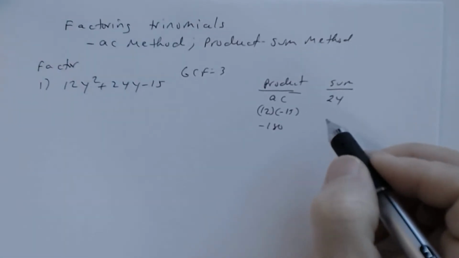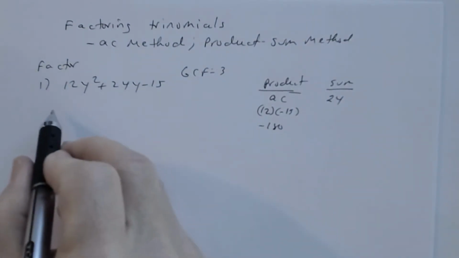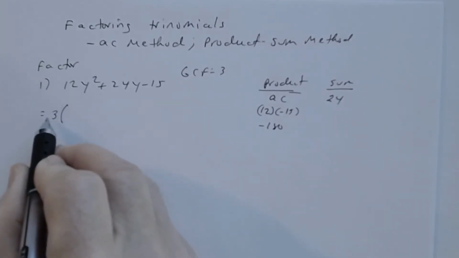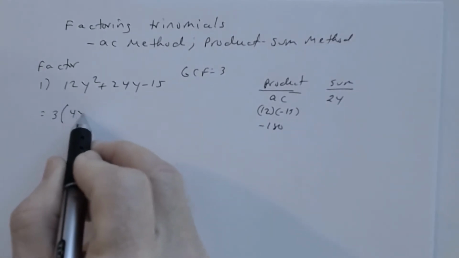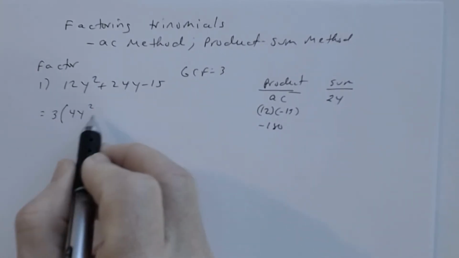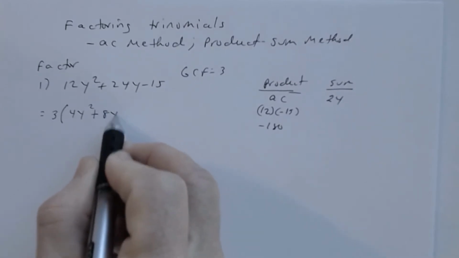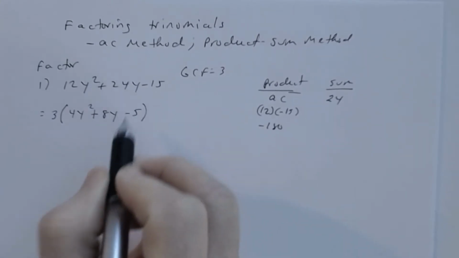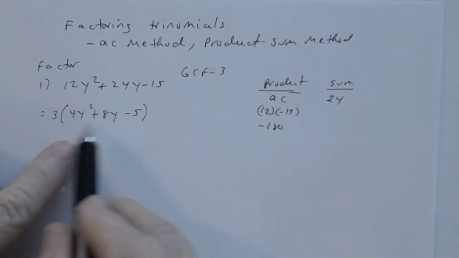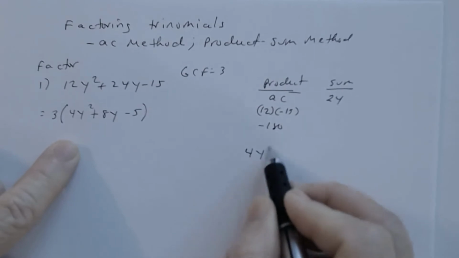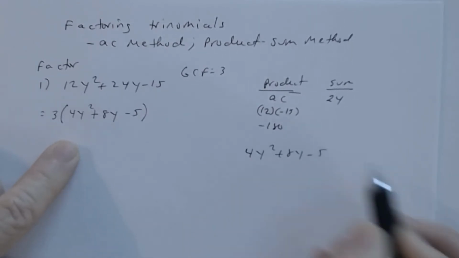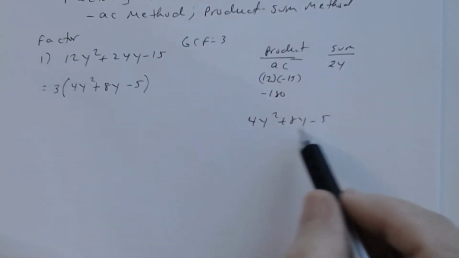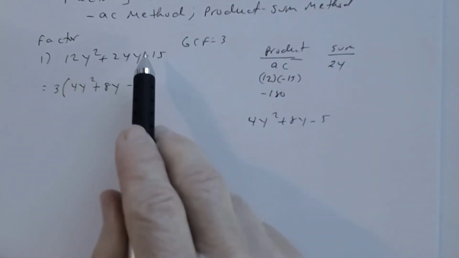But if I had factored out the 3, like I should have at the beginning, notice what happens. 3 times 4y squared is 12y squared. 3 times a positive 8y is 24y. And then 3 times a negative 5 is negative 15. And if I look at this trinomial now, 4y squared plus 8y minus 15, notice how much easier the product sum becomes using this instead of this.